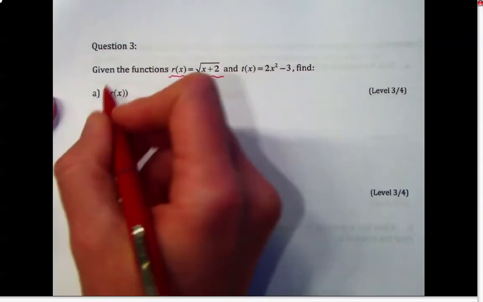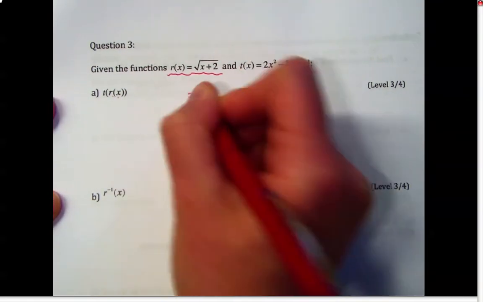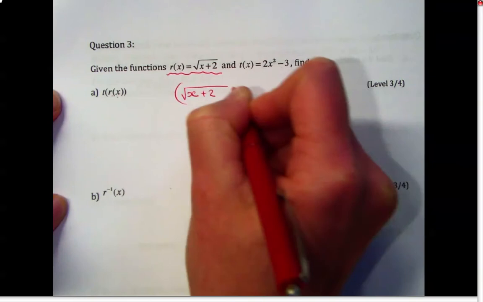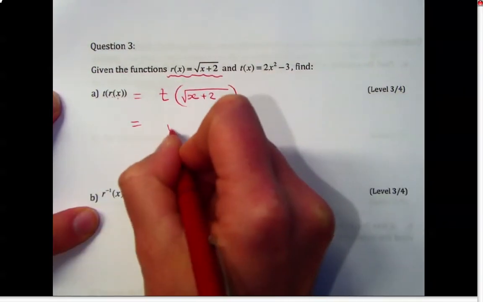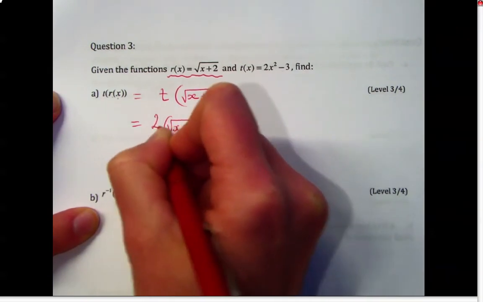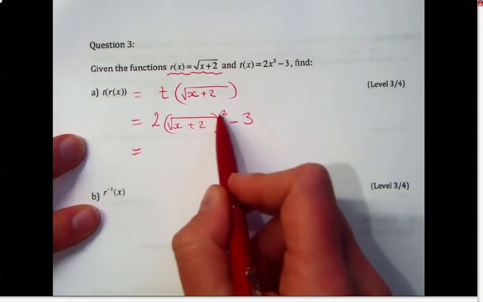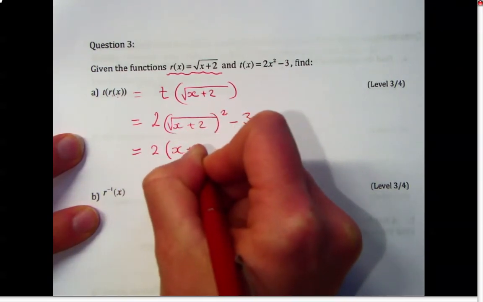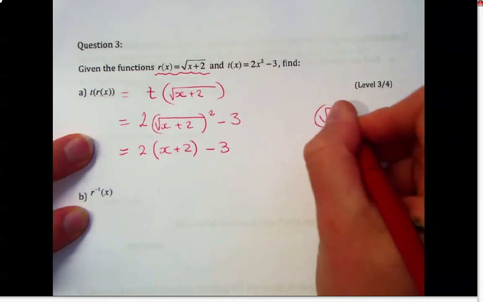So I'm going to take x, apply r to it, and then apply t to it. I start with x, apply r to it, this is what I get, and then I apply t to it. t says take whatever's in the bracket, square it, double it, and subtract 3. What happens with this square and the square root? They cancel each other out, so it becomes 2 brackets x plus 2 minus 3. You can only cancel out because it's one big square and square root.